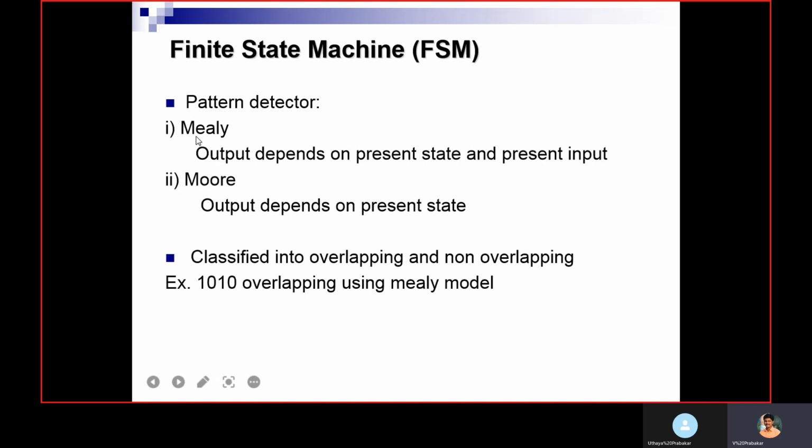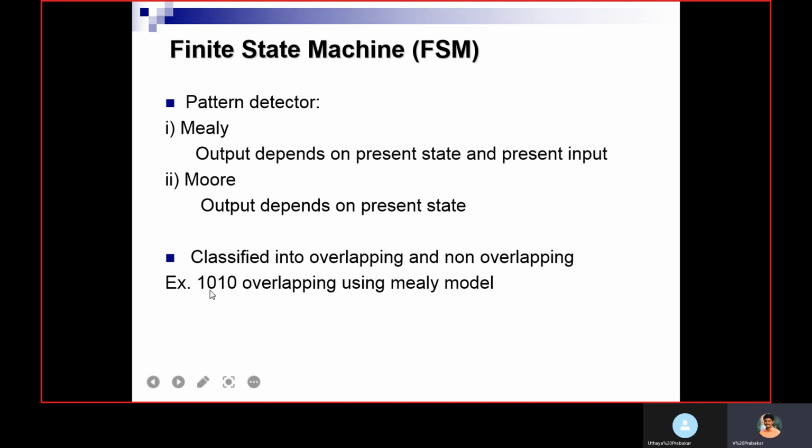The difference between Mealy and Moore is that in Mealy, the output depends on the present state and present input. But in Moore, the output depends on the present state only. Okay, this Mealy and Moore we can again classify into two types as overlapping and non-overlapping.